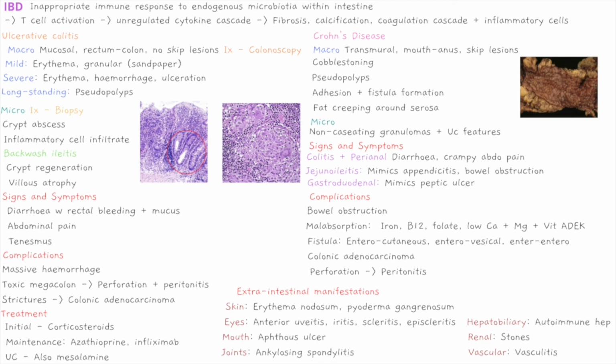5-aminosalicylic acid drugs such as mesalamine can also be used in ulcerative colitis as it is activated only in the colon. So if it's somewhere else, such as in the ileum, which is affected in Crohn's, the drug would not be activated and hence useless. Finally, monoclonal antibodies such as infliximab may be used.